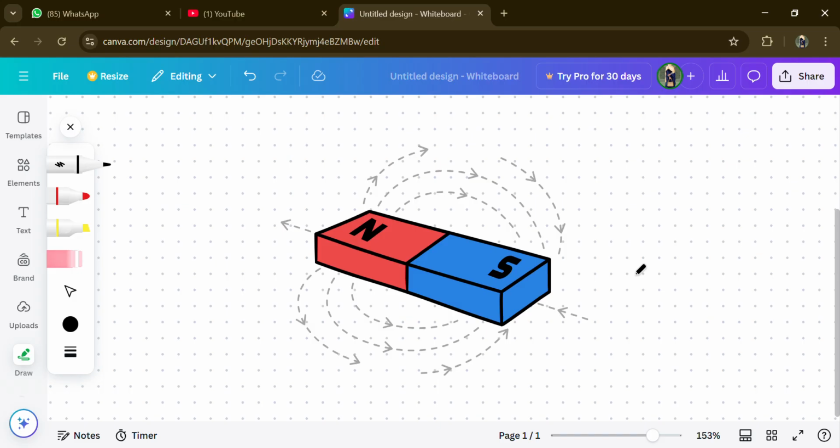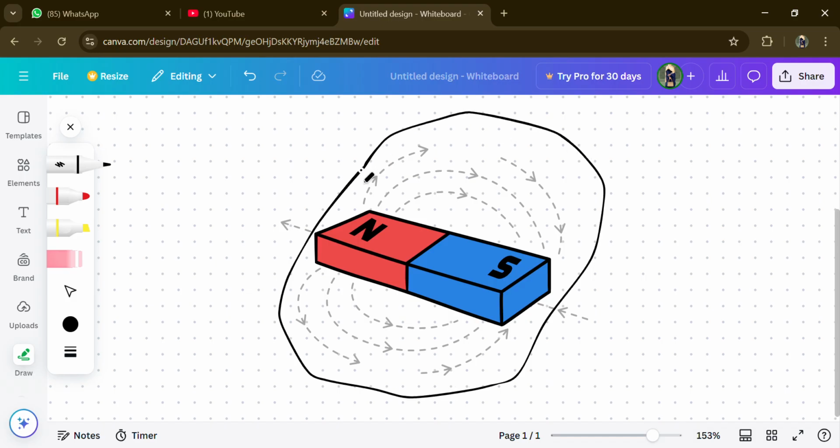But to create a magnetic field, you can use a wire, or an electromagnet, anything. But for now, what you need to actually focus upon is this area. Okay, let me create a proper line. Now all the area within this black line is the magnetic field.